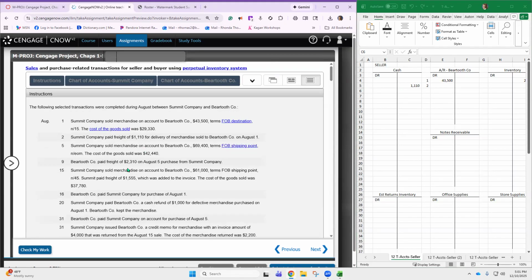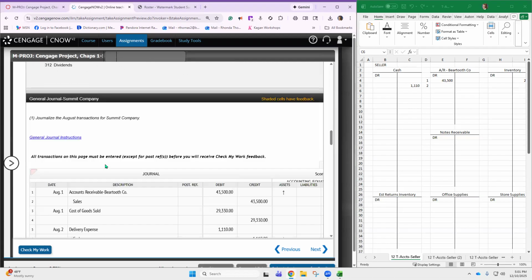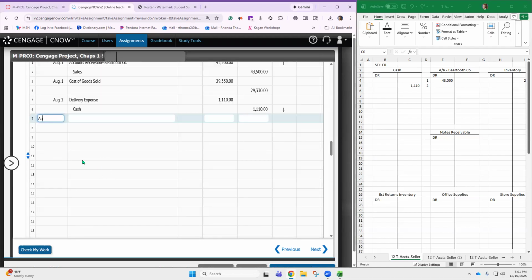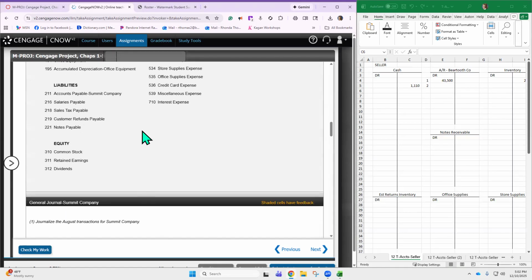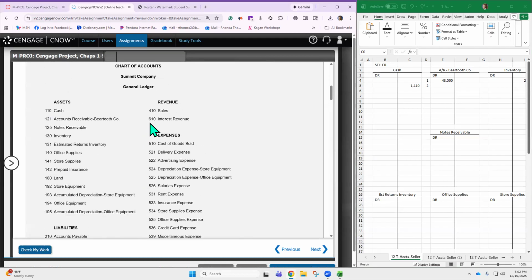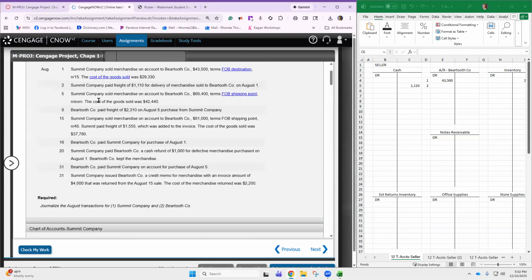So the next one is, okay, here comes another one. Okay, here, the first three are all about the seller. So the August 5th, let's put that into our journal. August 5th. So we know what date it is. All right, this is another sale. And they're selling to Beartooth again. All right, so it says that the Summit Company sold merchandise on account to Beartooth for $69,400. Okay, so just like we did for the first one, they're buying it on account.